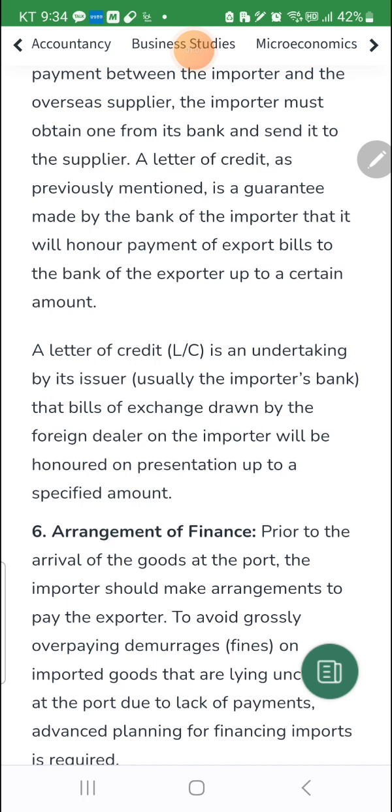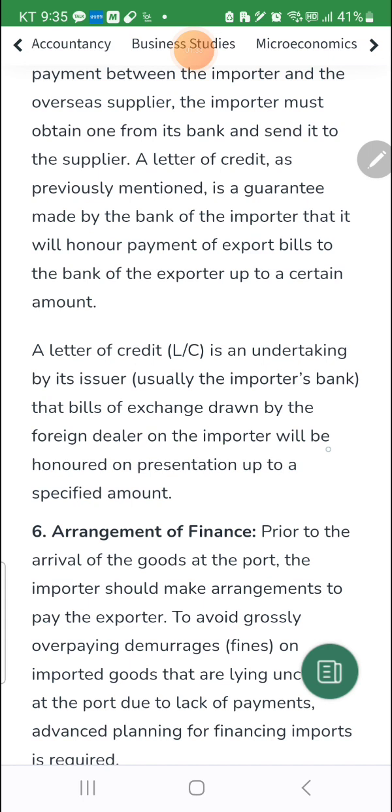Honored on presentation. The importer's bank. Undertaking is an important term. A letter of credit is an undertaking by its issuer, usually the importer's bank, that bills of exchange drawn by the foreign dealer and the importer. That's another good expression. A lot of expressions there.